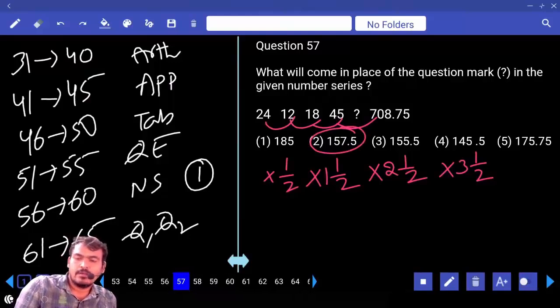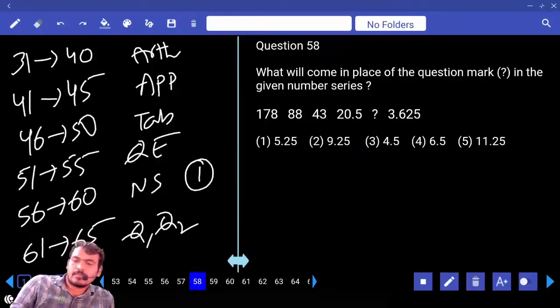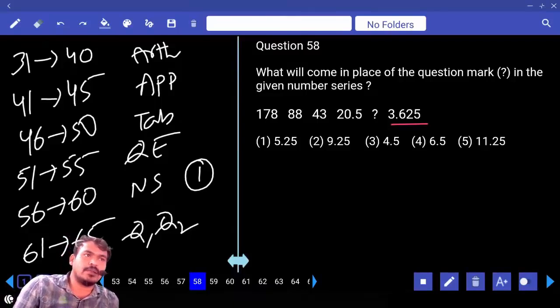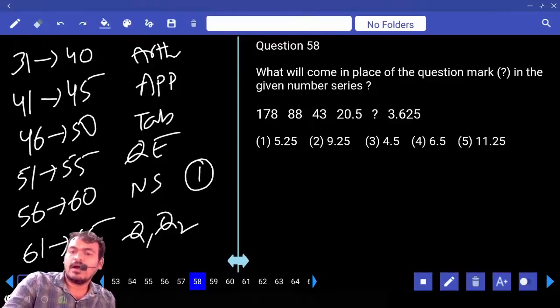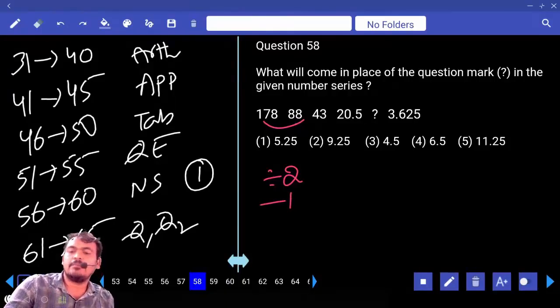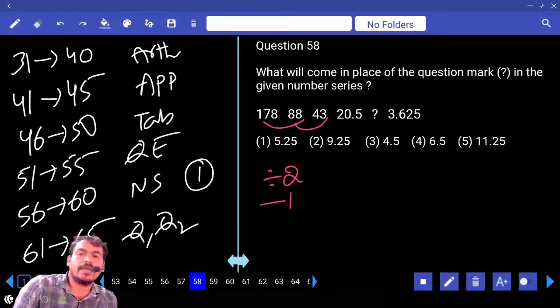Total it is 157.5. Next, 58. The series decreases and finally we get the least value, starting with a larger number and ending with a smaller number, so the division concept. What is half of 178? 89. We are subtracting 1, right? 88 by 2 is 44, minus 1 is 43.